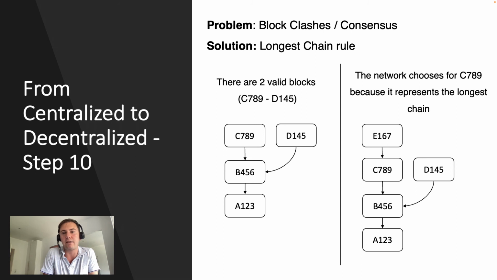They have to wait a few minutes, until new blocks are created. When the next block is created, for example E1, 6, 7, this block is attached to C789. So a node will receive both C789 and D145, but seeing that the block E167 is attached to C789, the longest blockchain is the one with the block C789. So it decides this is the valid block. And the block D145 becomes an orphan. And all the transactions included in D145 and not in C789 will be considered unconfirmed, and they will be included in one of the next blocks.